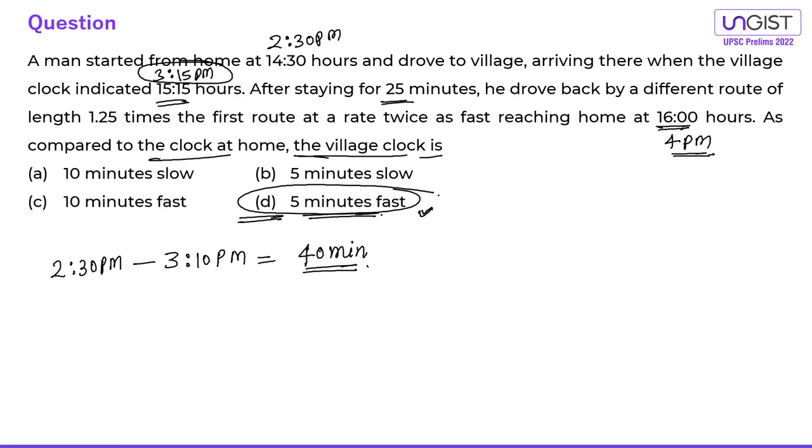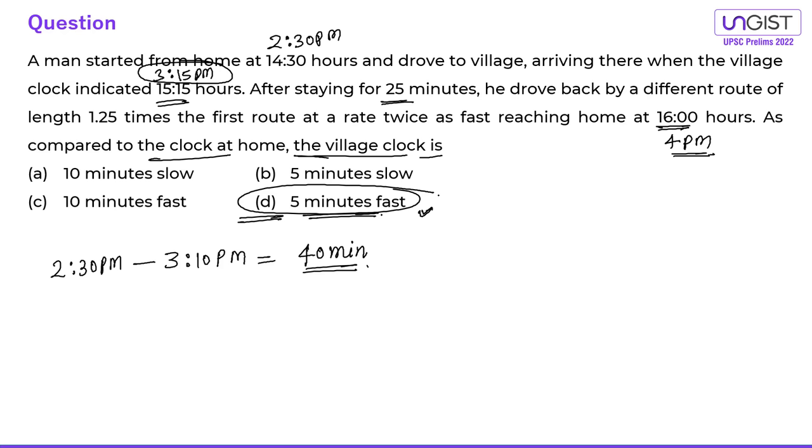Correct, everyone? I have just taken the fourth option, which says 5 minutes faster. So if the village clock is 5 minutes faster, it means when the village clock was indicating 3:15, it must be 3:10. So he started at 2:30 and reached at 3:10. It means he took 40 minutes for the entire journey, for the onward journey, actually.